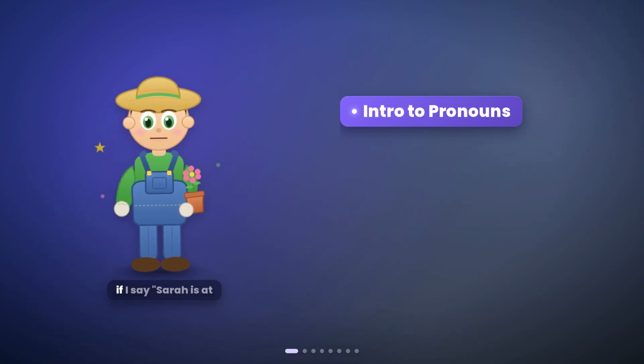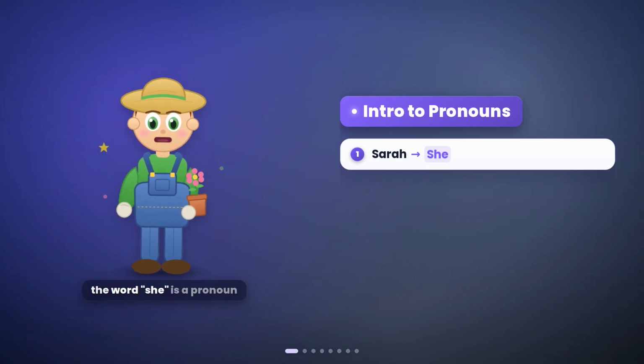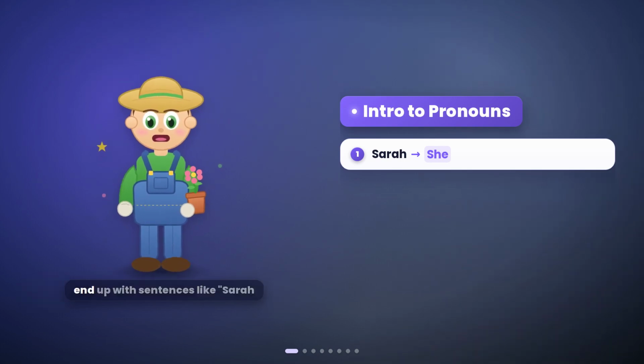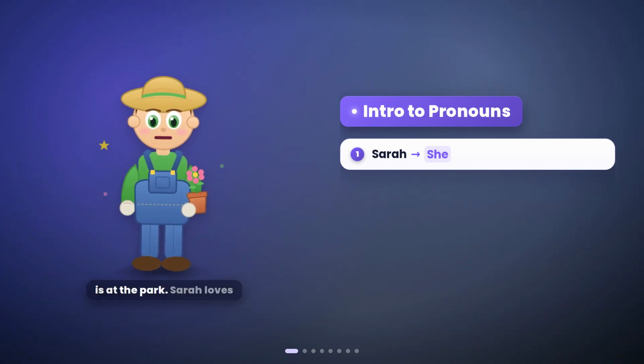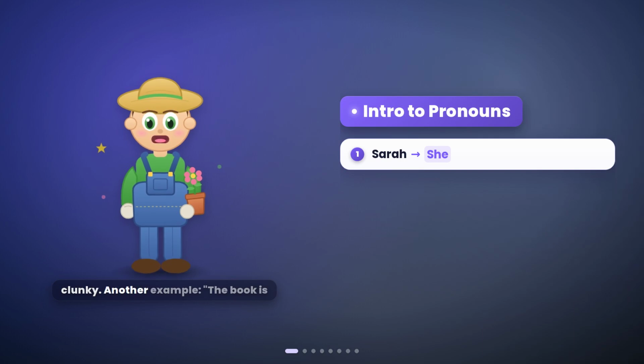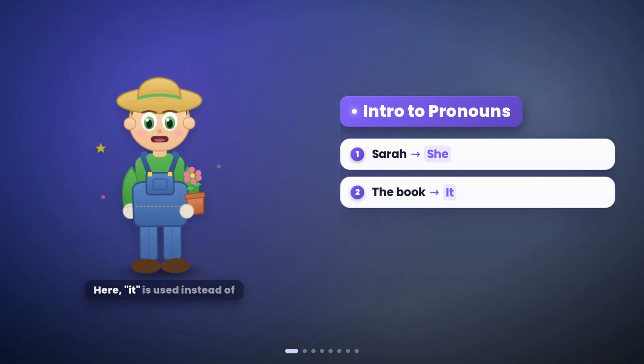For example, if I say, "Sarah is at the park, she loves the swings," the word "she" is a pronoun replacing Sarah. Without pronouns, we would end up with sentences like "Sarah is at the park, Sarah loves the swings," which sounds a bit clunky. Another example: "The book is on the table, it is blue." Here, "it" is used instead of repeating "the book."